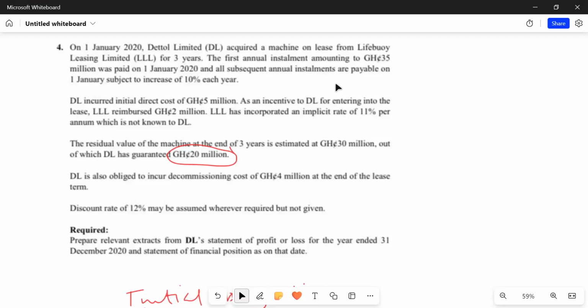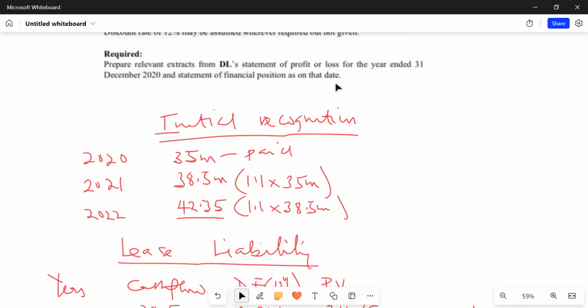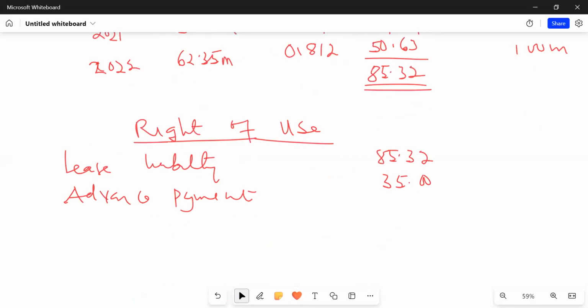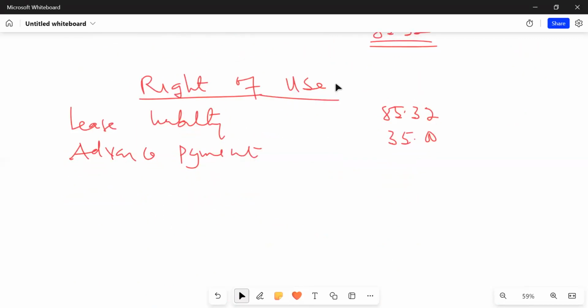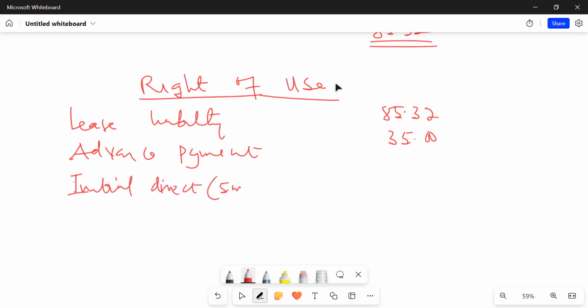So the initial direct cost can be any cost that the company has incurred to bring the asset to a stage that it will be ready for use. So it was actually 5 million, but the lessor has given them 2 million. So it means that the net initial direct cost will be the one that we are going to capitalize. So we add the initial direct cost, which can be any of the costs to bring the asset, that will be 5 million minus 2 million, and that will be 3 million.